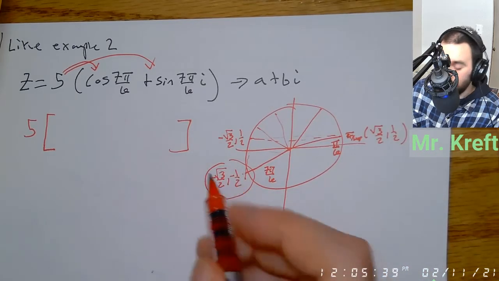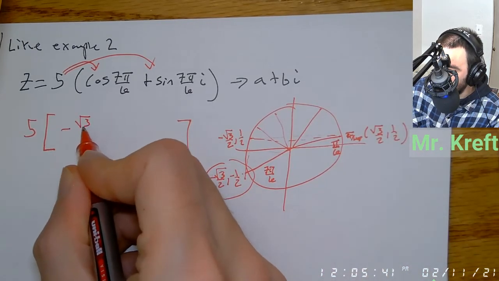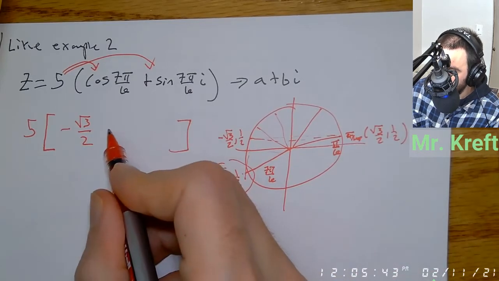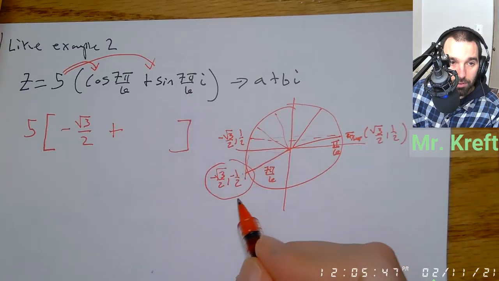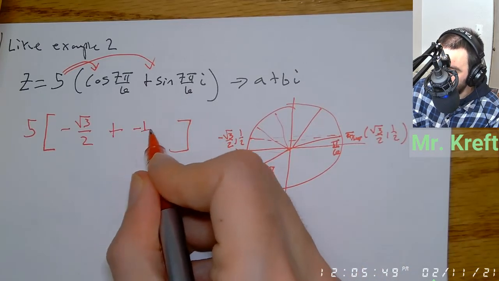So what's cosine of 7 pi over 6? Negative root 3 over 2. And then what's sine of 7 pi over 6? It's negative 1/2.